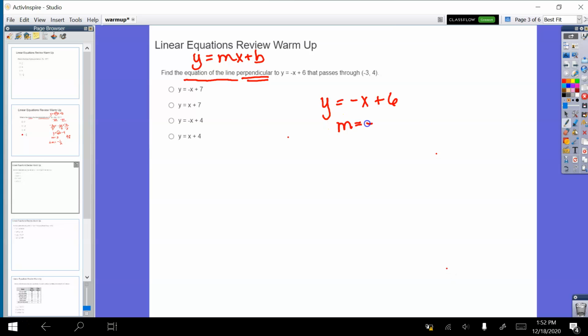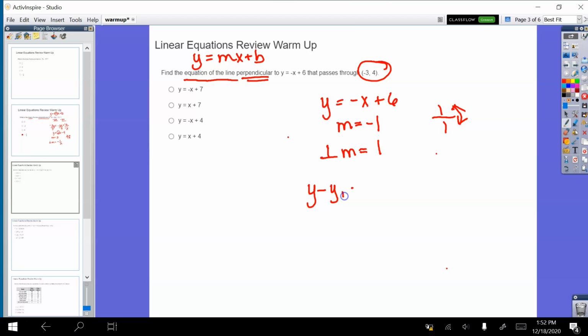So our slope here is a negative 1. But the perpendicular slope is going to be the opposite, or the negative. If a negative is positive, and 1 over 1 when we take the reciprocal is still 1. So the negative reciprocal of negative 1 would just be positive 1. Okay, and we're passing through the point negative 3, 4. So now we have the slope and we have the point. So we're going to use point slope form.